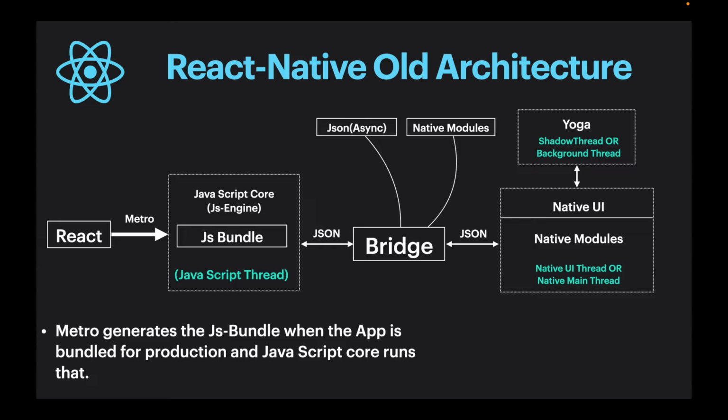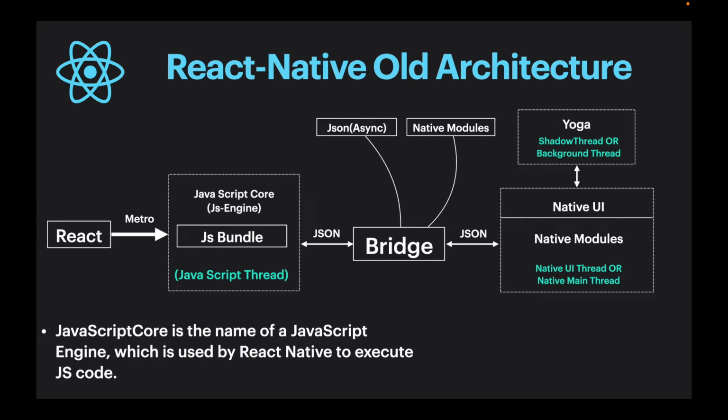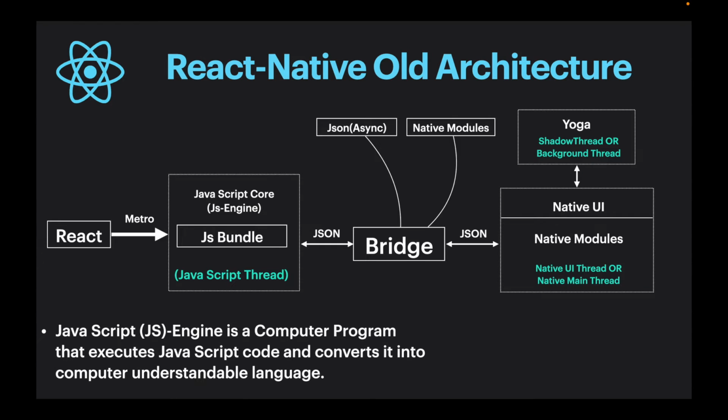So when we run the application, Metro generates the JS bundle when the app is bundled for production, and JavaScript code runs that. The JavaScript thread is actually used by the JS engine to run the JS bundle, and the JS bundle is generated by Metro when we run the application. JavaScriptCore is the name of the JavaScript engine, which is used by React Native to execute JS code. A JavaScript engine is a computer program that executes JavaScript code and converts it into computer-understandable language.